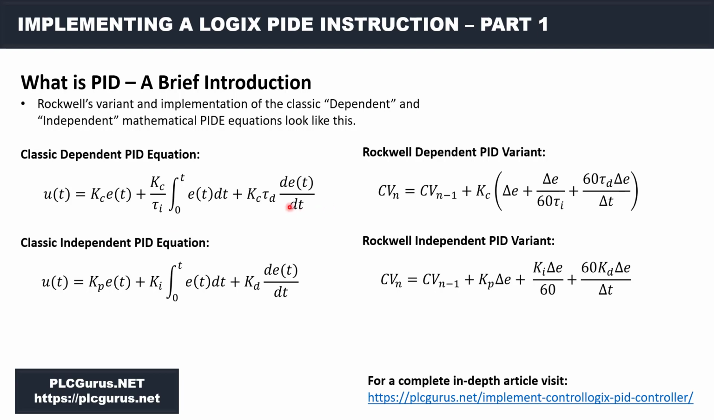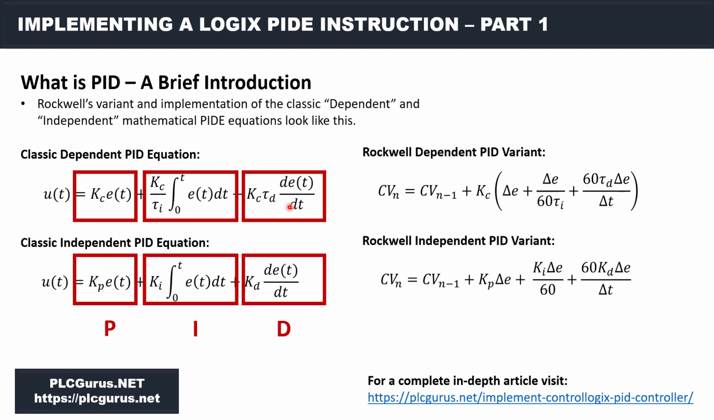So I'm going to go ahead and break this up into a couple of pieces for you. You can see here, if I looked at the classical equations, these boxes represent, so this box here in each term is your proportional action. This box here is your integral action, and this box here is your derivative action. Like I say, if you want more in-depth information on what these different terms do, go to the article over here, okay? Now I want to draw our attention over to the Rockwell variant of this PID equation, okay?